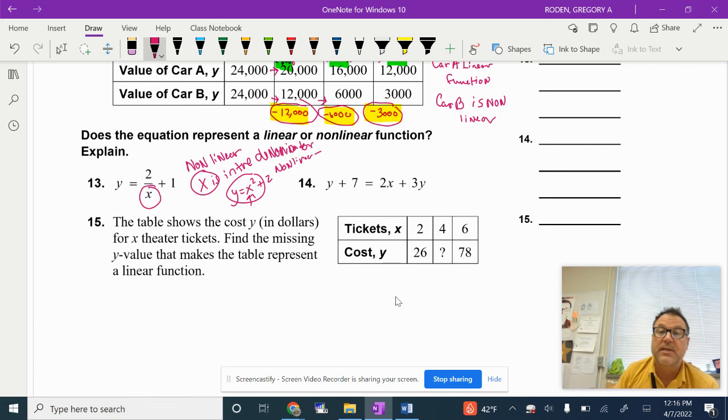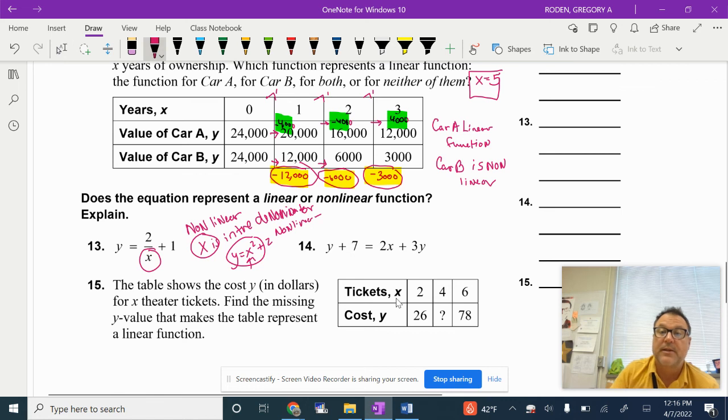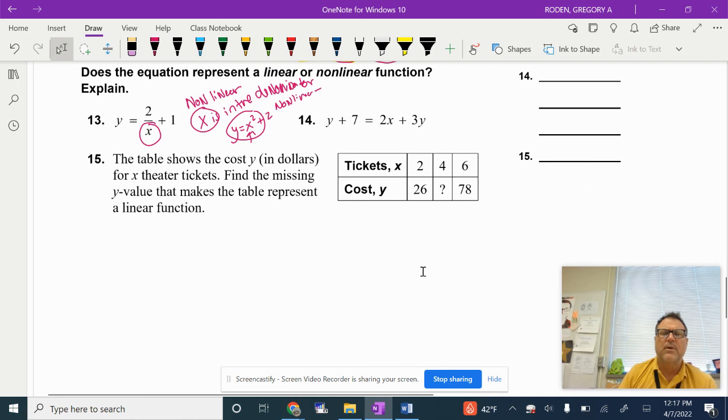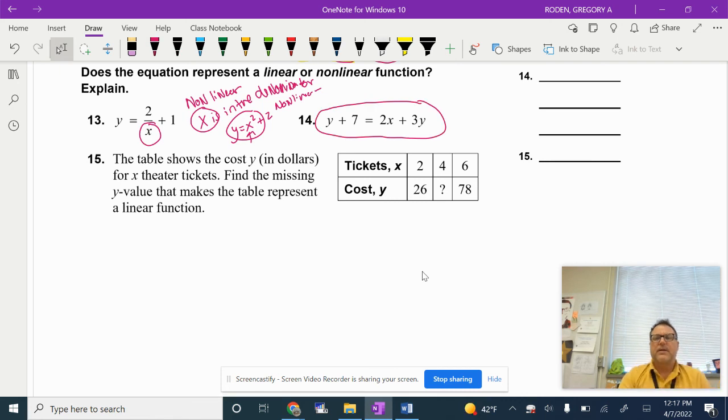So number 13, ladies and gentlemen, is nonlinear, because it has x in the denominator. Okay, what about number 14? Well, before I can do number 14, what I want to do is let's just set this equal and see if we can write it in slope-intercept form. Okay, so I'm going to bring that down here. So I got y plus 7 equals 2x plus 3y.